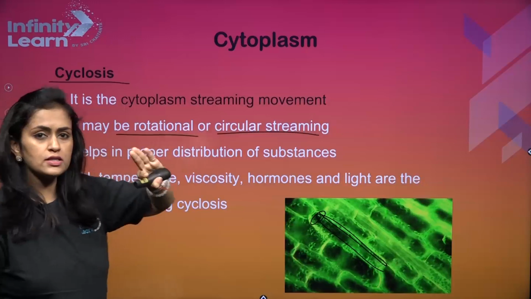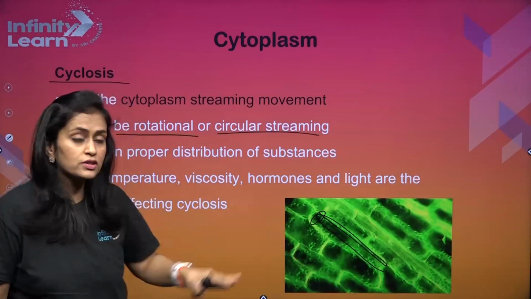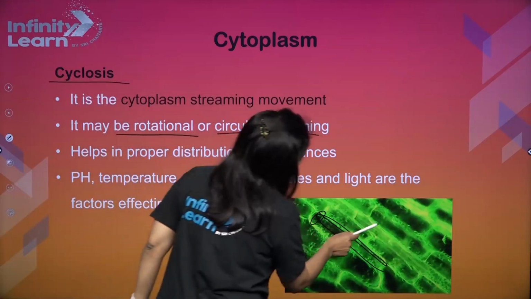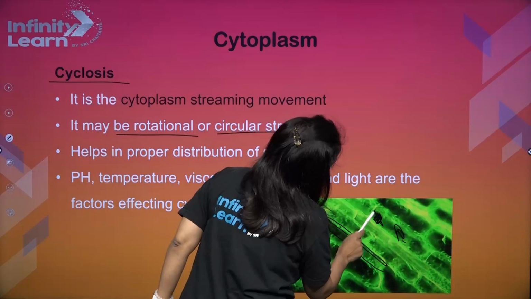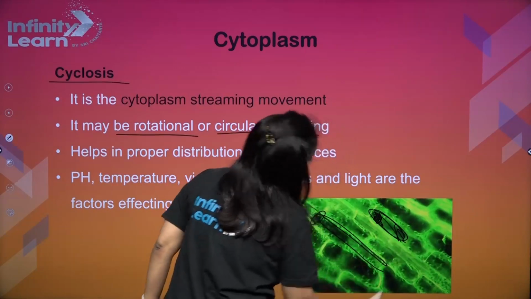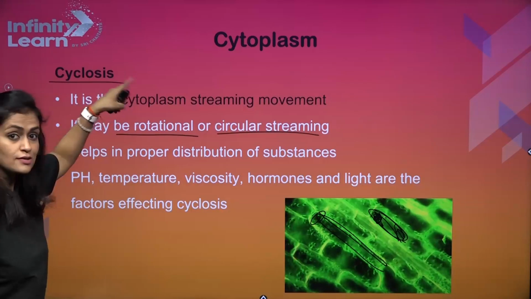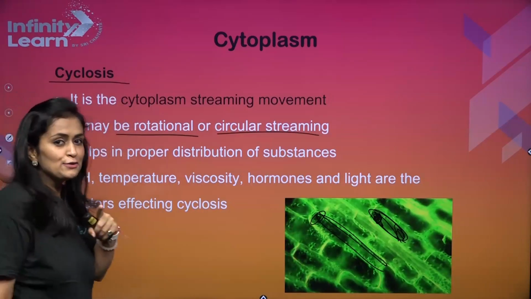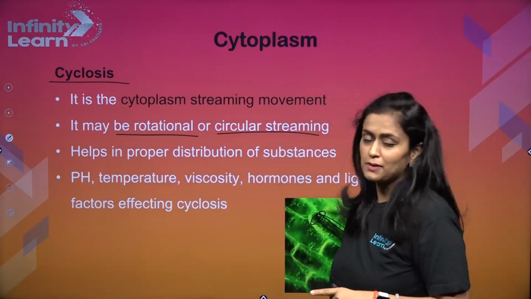It helps for what? It helps for proper distribution of substances throughout the cell. Otherwise, what would happen? There would be glucose molecules which are more on this side and nothing on this side. So we have to mix it properly, and that is happening by cyclosis. What is cyclosis? Asked in PYQ, NEET examination. Cyclosis is movement of cytoplasm.